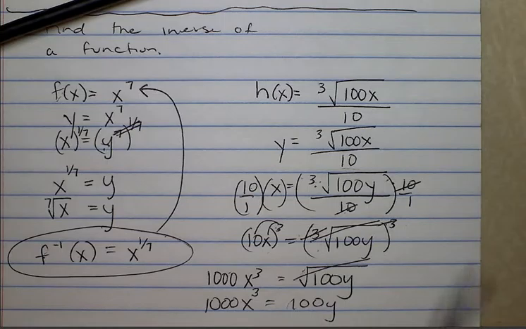When you cancel out the 3s, you also have to cancel out the radical. It goes along with it. To isolate the y, divide by 100.